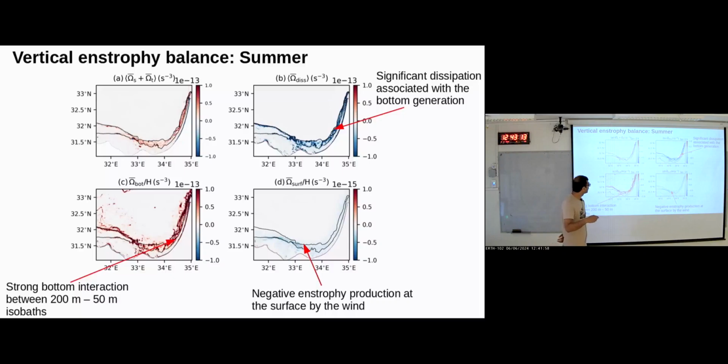Again, we find significant dissipation in these regions where vorticity generation occurs. Because of the wind stress, there is negative production, but it's much smaller. So the depth of the mixed layer in the summer is what, tens of meters, like 50 meters? That's why you can get closer to the coast and not in the winter.